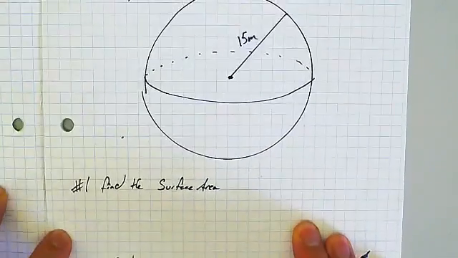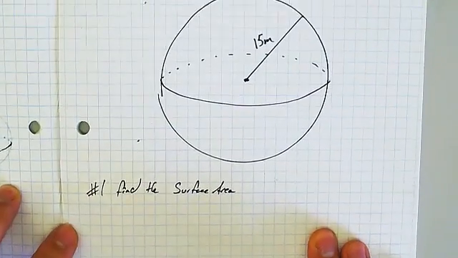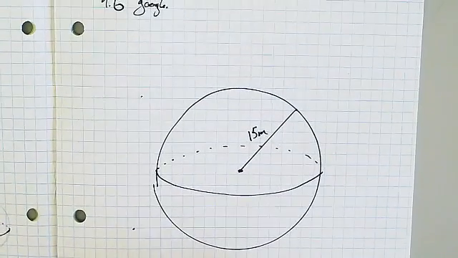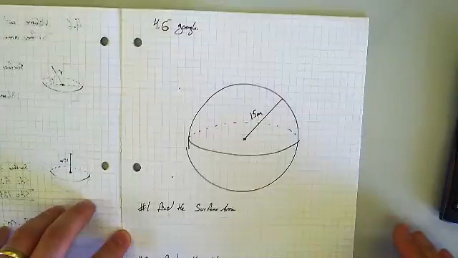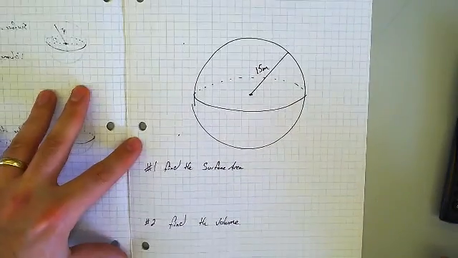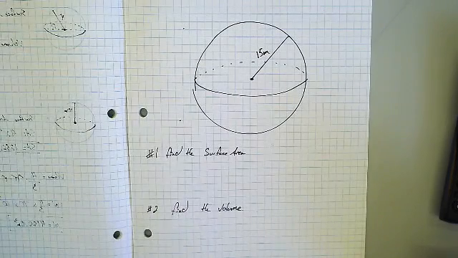That's it. That's all there is for spheres. You have to find the surface area and the volume of the sphere here. The sphere has a radius of 15 meters. Good luck.